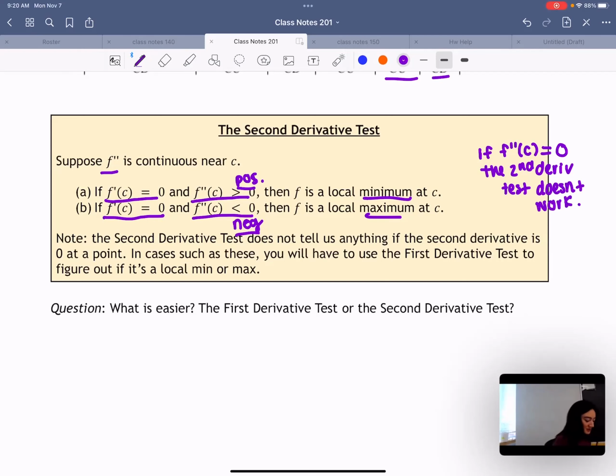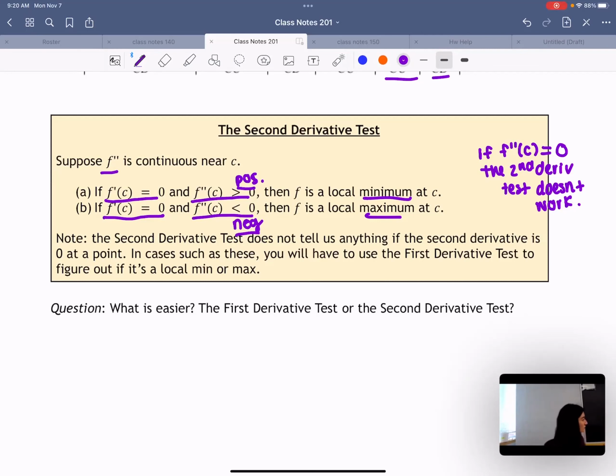Okay, so we have this really easy test for us. We can plug in the points, see if it's positive or negative. If it's positive, local min, negative, local max. But if it's equal to 0, then nothing happens. We're gonna have to do something else. Usually the first derivative test will work better, okay?